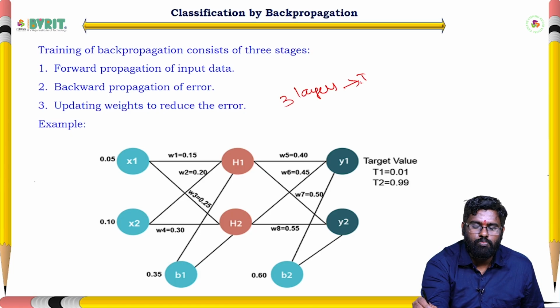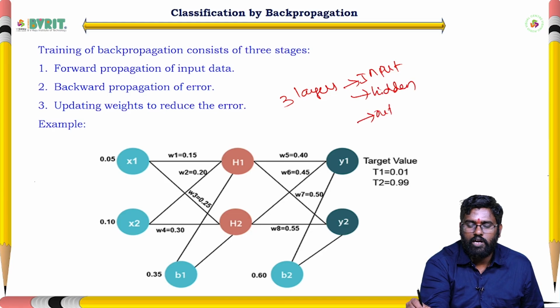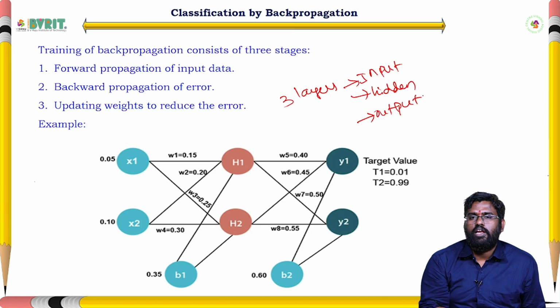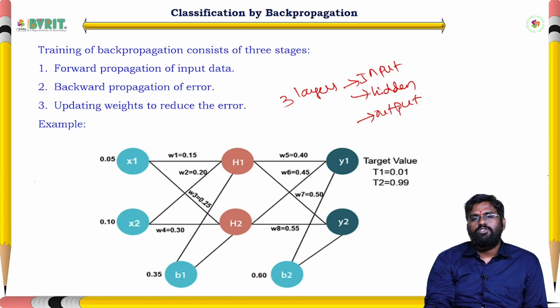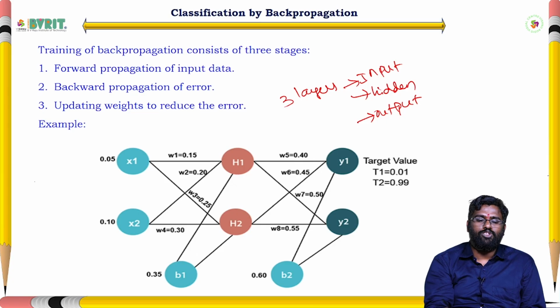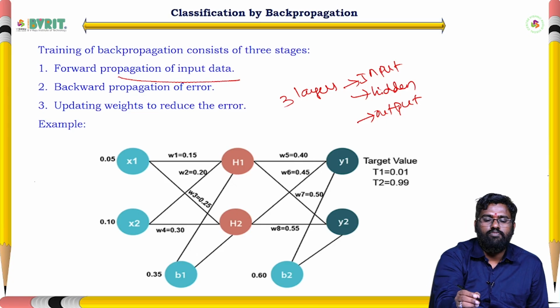The first layer is the input layer, the second is the hidden layer, and the third is the output layer. These are the three layers. Based on this three-layer format, we need to implement the backpropagation algorithm. In backpropagation we have three steps. The first one is forward propagation of the input data.